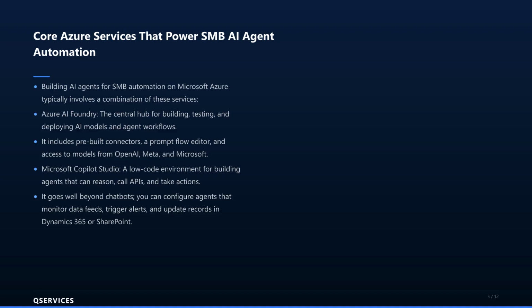Azure AI Document Intelligence, pre-trained models for extracting structured data from invoices, contracts, and forms, a critical capability for finance and legal automation. You do not need all of these on day one. Most SMBs start with Copilot Studio plus Power Automate, then add Azure OpenAI Service when they need more sophisticated reasoning.